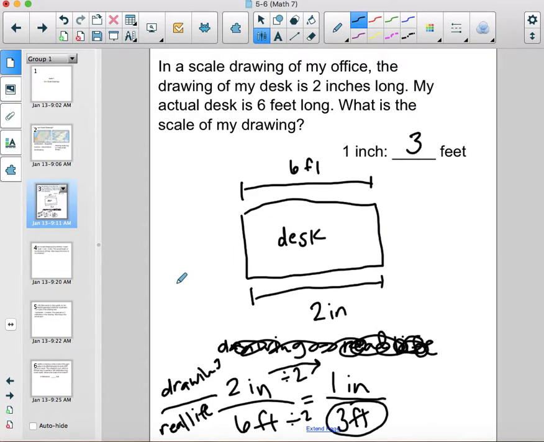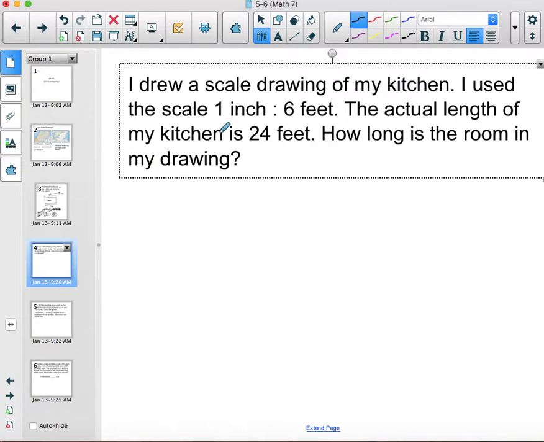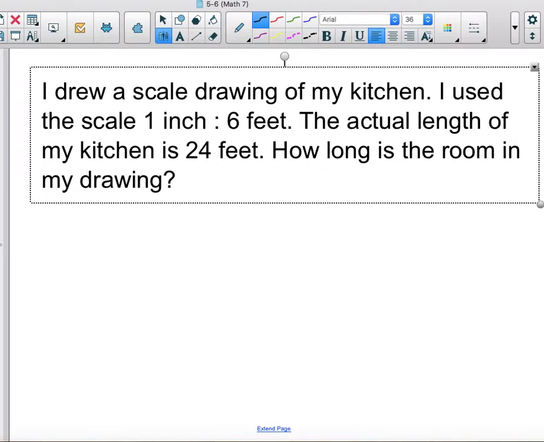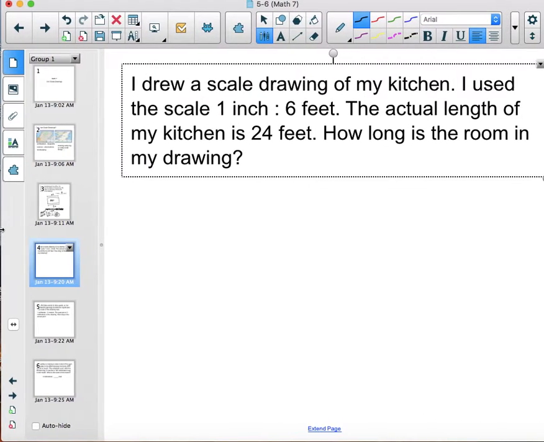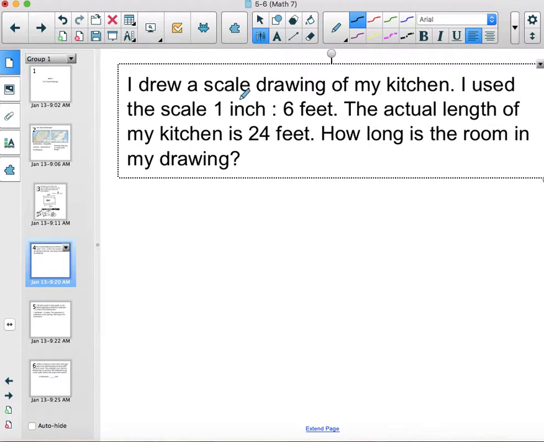Okay, I've got a few more examples because I kind of confused us on that one, so I apologize. So here I have a scale drawing of my kitchen because I want to put new flooring. Just kidding, I can't do that. In my kitchen. Okay, so I drew a scale drawing of my kitchen, and in that scale, I said 1 inch is 6 feet.